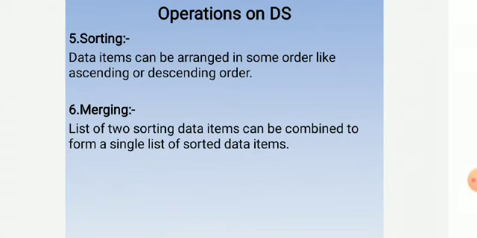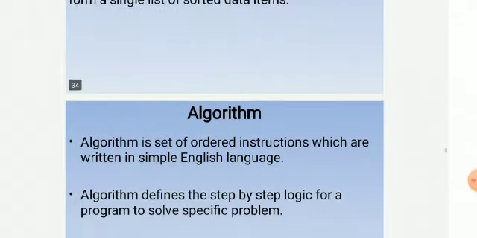The last one is merging. Merging means you are combining two lists. That is called merging. So it means two lists of sorted data items can be combined to form a single list of sorted data items.